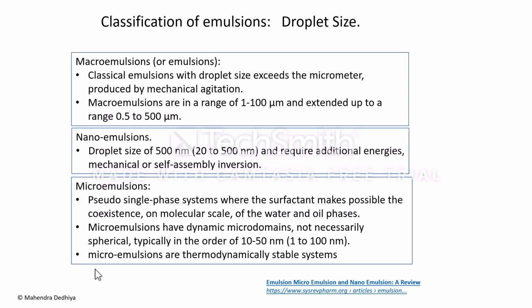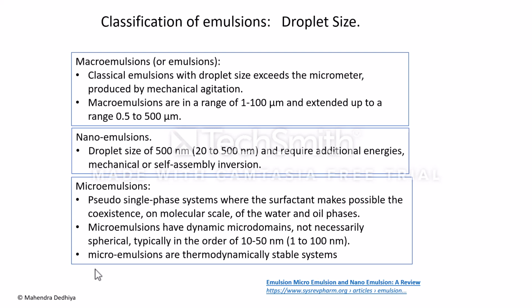Nanoemulsions are extremely popular. They are commonly used in the pharmaceutical and cosmetic industry. Droplet size ranges from 20 to 500 nanometer, and it generally requires additional mechanical energy to make it, or there are other ways to do it.